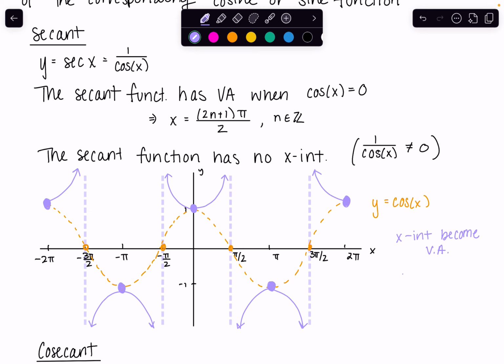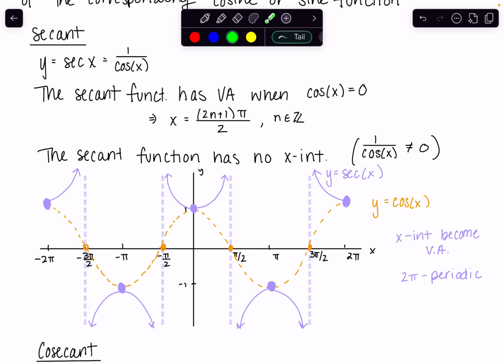And this is still 2 pi periodic. So our secant function just looks a little bit funky. But again, same thing, it is going to repeat itself over that interval of 0 to 2 pi. You do need to go through everything.